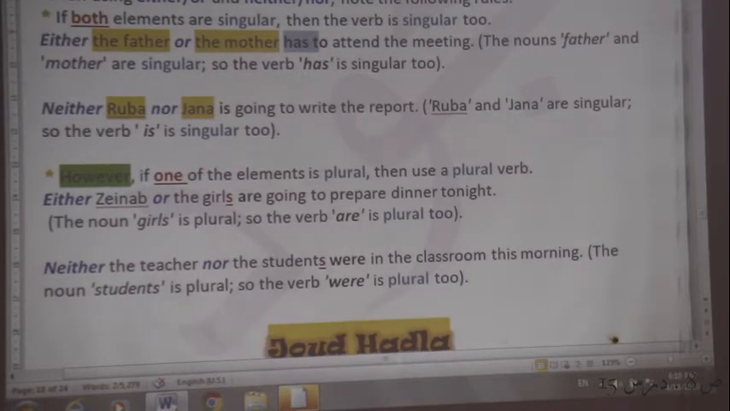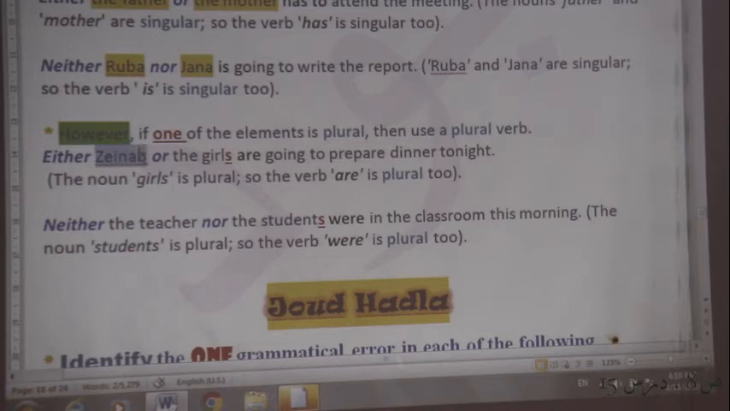However, here we talked about both elements being singular, so in this case we use a singular verb. Now, what about if one of the elements is plural? In this case, use a plural verb. For example, either Zainab, so Zainab is singular, but pay attention, or the girls, and here we have a plural noun, girls. The s of the plural is underlined for you in red. So, either Zainab or the girls, here we need a plural verb, are. Why? Because one of the elements is plural.